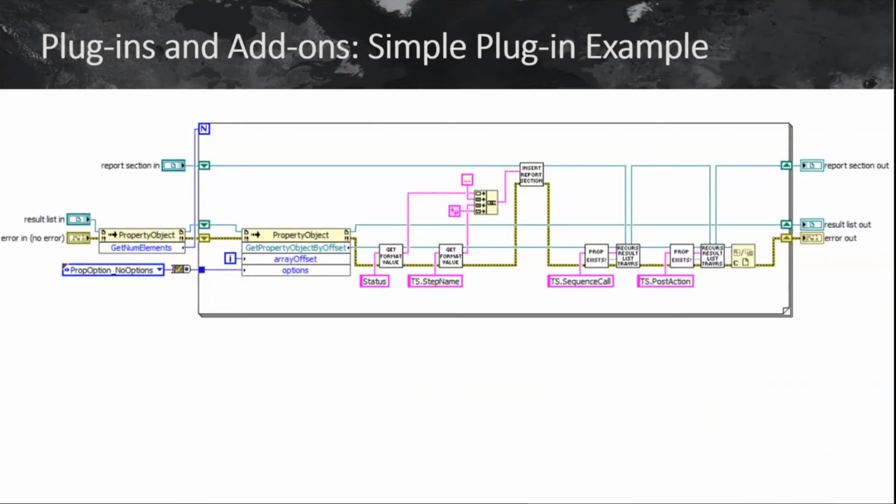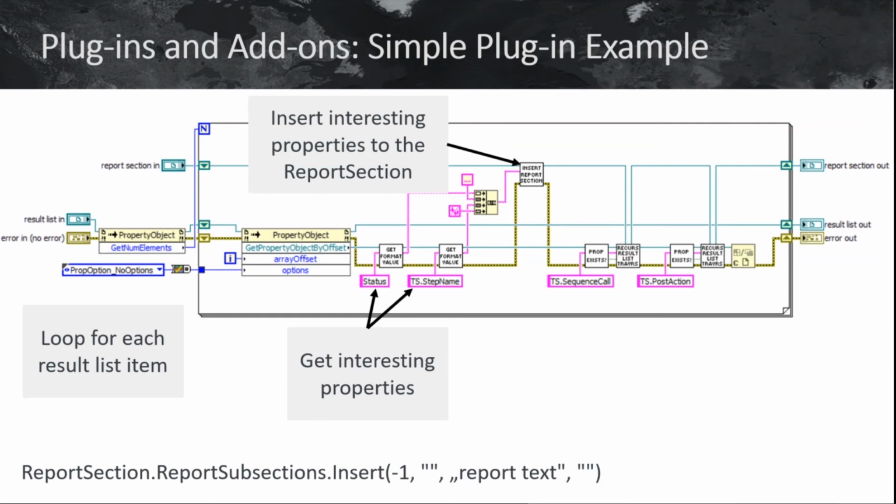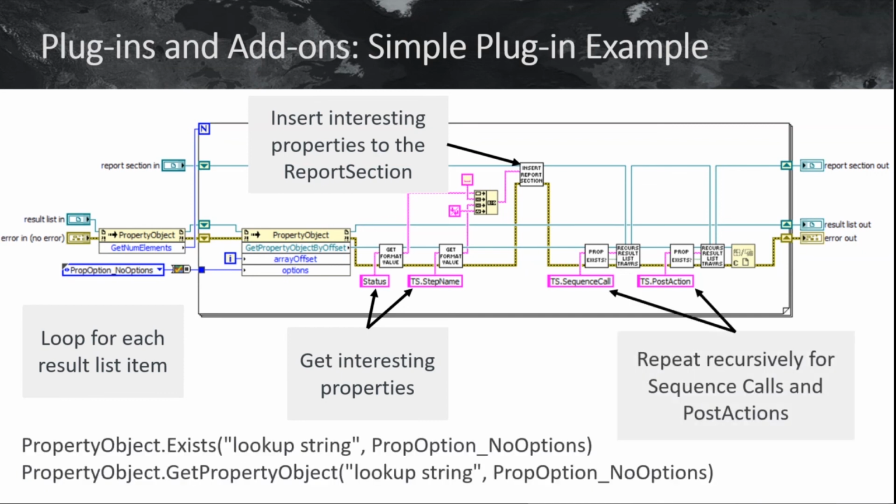The recursive code I mentioned looks like that. What it does is take every result list item and look through each of them. So you need to look through the whole result list. Then you access the properties that you are interested in. In my case, that would be name, step name, and status. Then you just need to concatenate these strings in some way, and insert them into the report section you created before calling this VI. And at the end, you repeat the whole thing recursively for every sequence call and post action that you have inside of your result list to access every nested sequence that you have. And that's basically all. That's all you need to create a plugin.